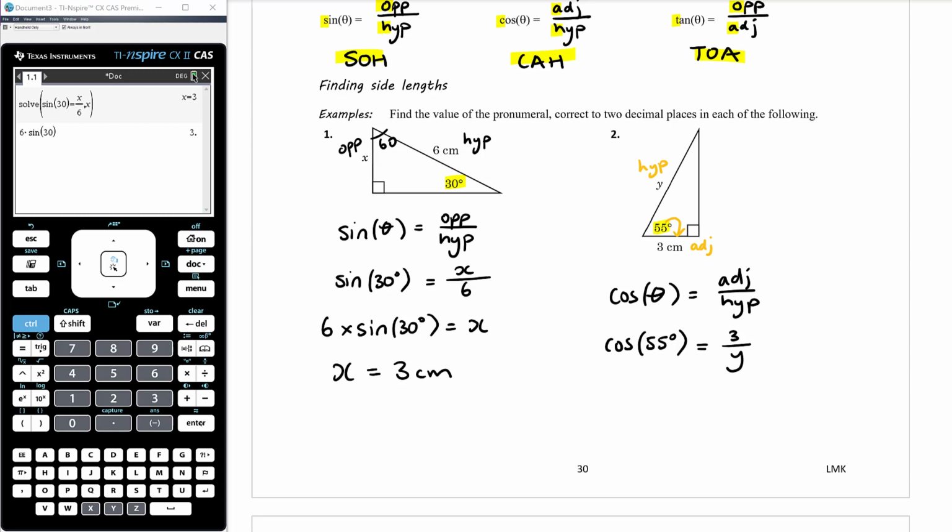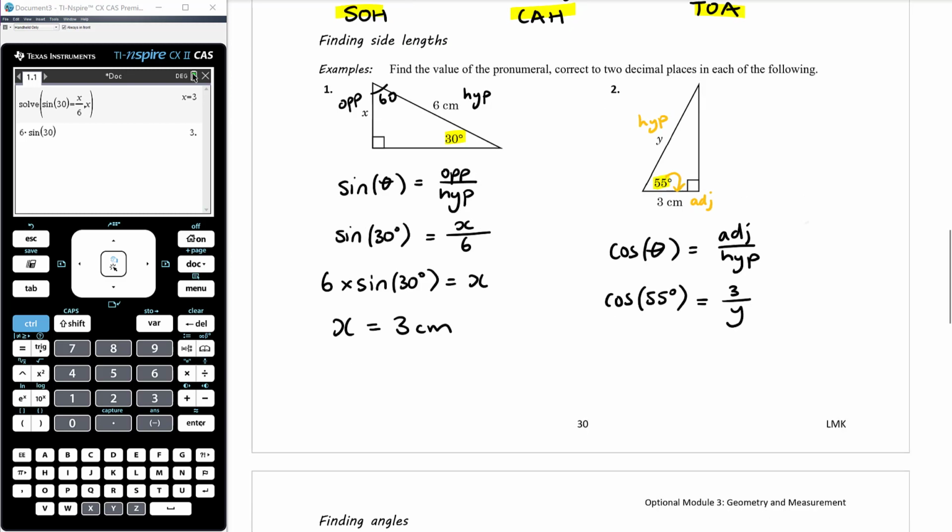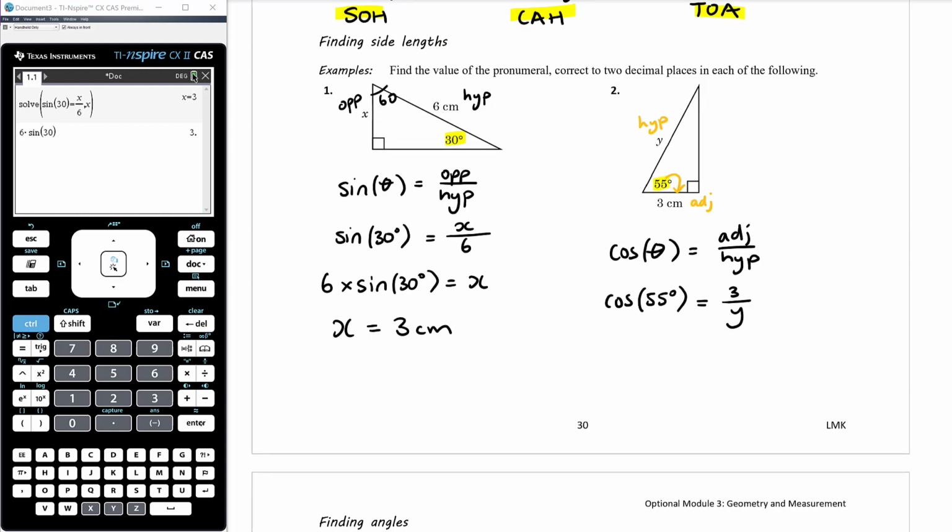Okay, this is a slightly more complicated rearrangement. Again, if you're not comfortable, get your CAS to solve. Cos 55 equals 3 divided by y, comma y, close off the bracket, control enter, get your answer, and you're done. However, the rearrangement's not hard, and if your algebra is okay, you'll be fine with this.